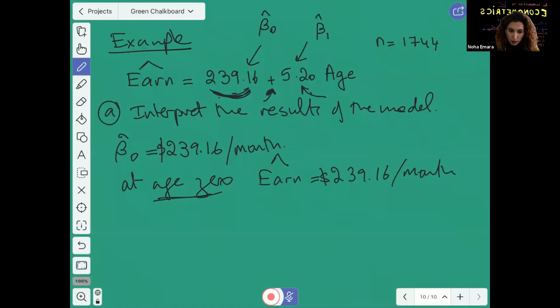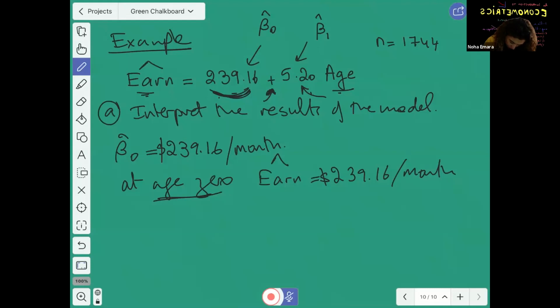But many times the intercept does not have a meaningful economic sense, but it can only have a mathematical sense, like in this case. You still just write down that at age 0, because this is the definition of an intercept. An intercept is the value of the dependent variable at 0 of the independent variable, right? So here I have that at age 0, the amount of earnings is $239.16 per month.